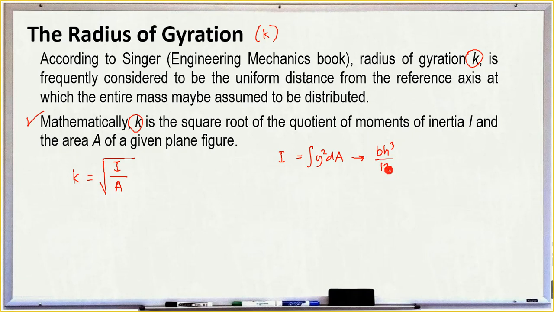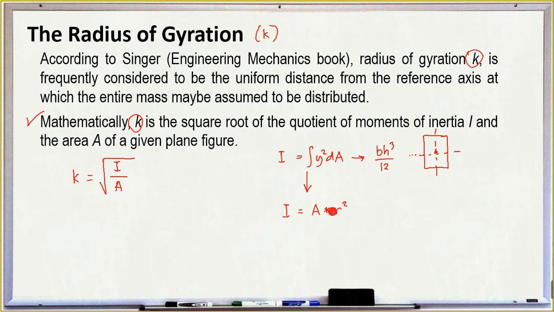b h cubed all over 12, that is with respect to the centroid. It is better if what we see is just simply a formula that will quantify the area times the square of this distance, to make it easier.